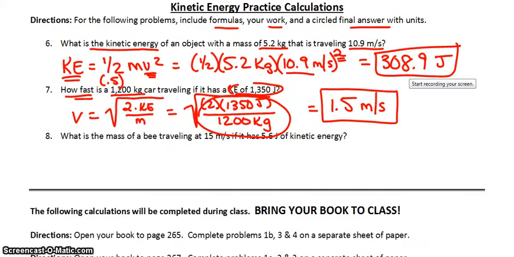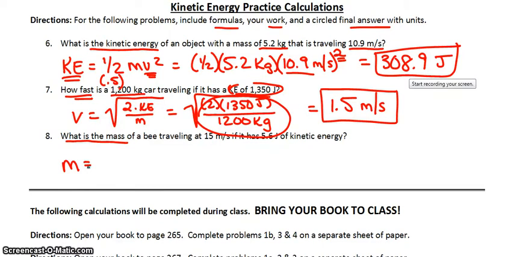What is the mass of a bee traveling at 15 meters per second if it has 5.6 joules of kinetic energy? What is the mass? M equals. Now, you do have two different mass formulas. This is under the section of kinetic energy, so that kind of gives you a clue that you want to use one of the kinetic energy formulas.